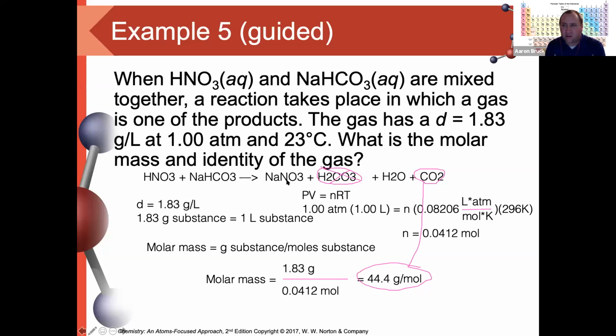All right, any questions about this example? No. All right.